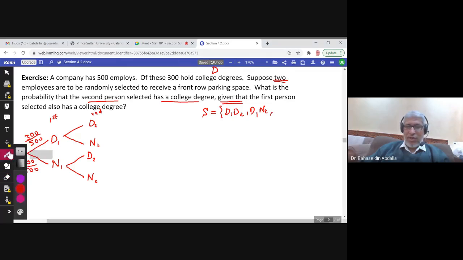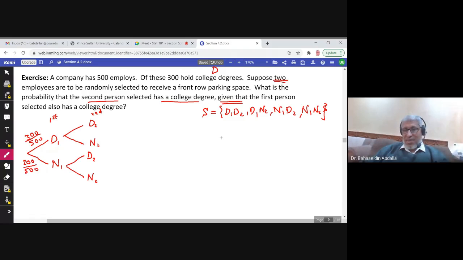So the first one has no college degree, while the second one has, and the first one has no college degree, and also the second one has no college degree. So these are the four possibilities in the sample space. What is the probability of D2 given D1?